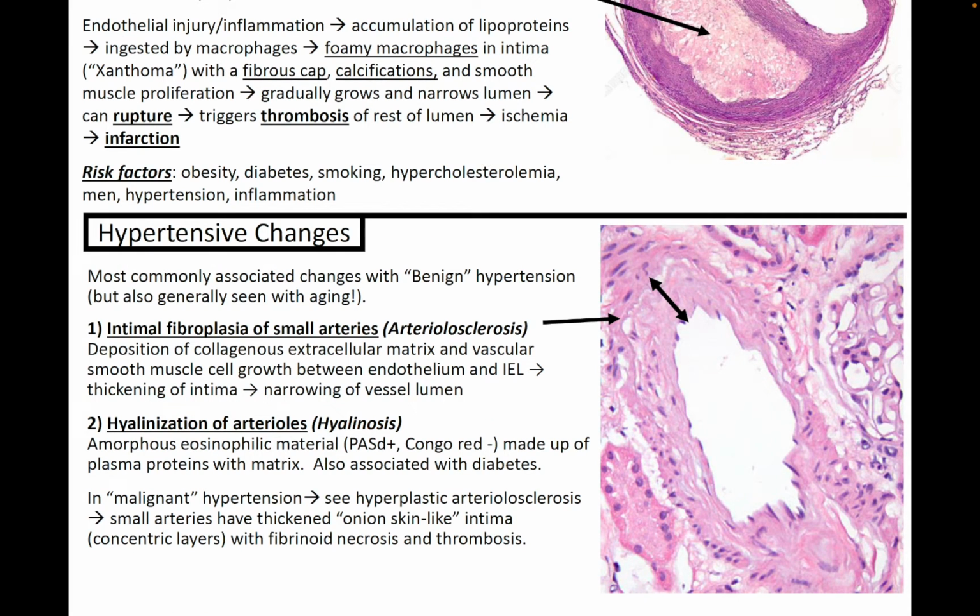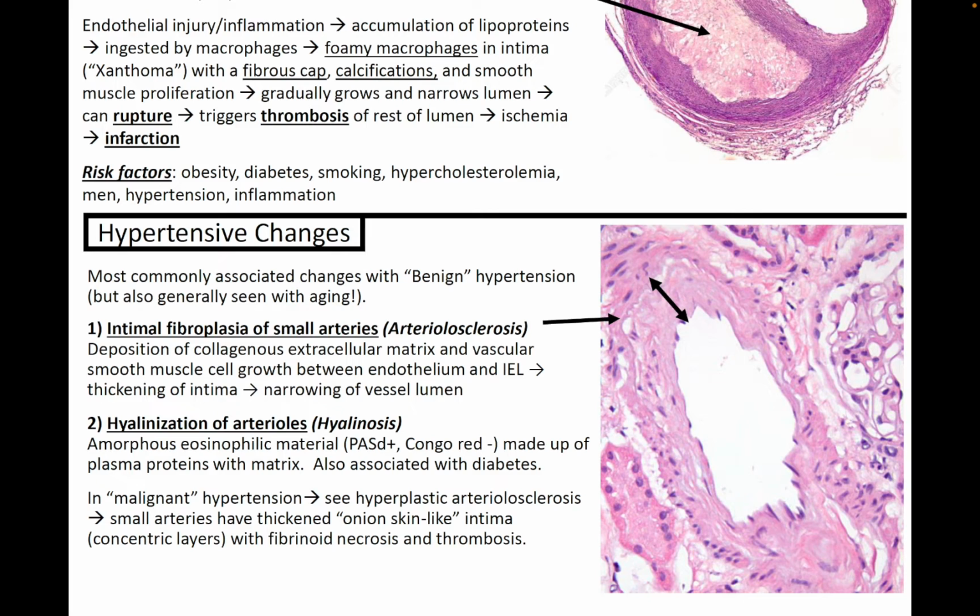So some hypertensive type changes that you can see. These are most commonly associated changes with benign hypertension, but also can generally be seen with aging. First up, you have intimal fibroplasia of the small arteries, or arteriosclerosis, as shown in the image on the right, where you have deposition of collagenous extracellular matrix and vascular smooth muscle cell growth between the endothelium and the IEL, leading to thickening of the intima and narrowing of the vessel lumen.